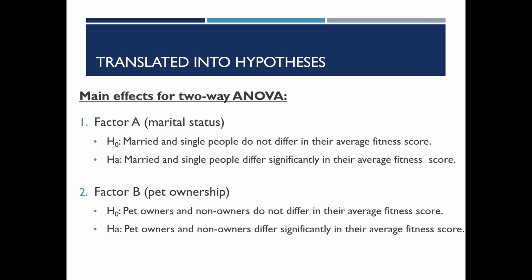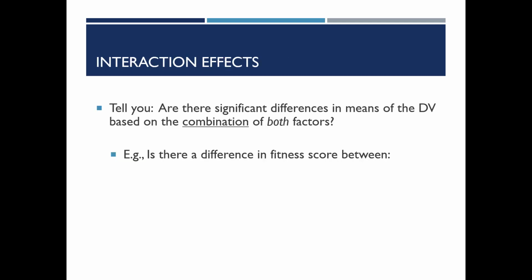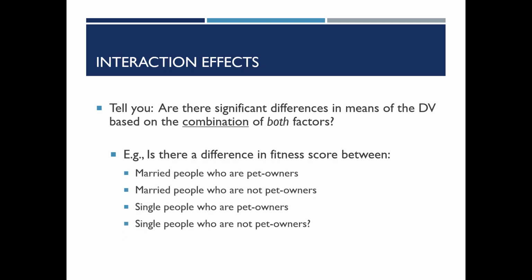That's pretty straightforward. The interaction effects are a little bit less straightforward, but pretty sensical if you think about it. Interaction effects tell you whether or not there are significant differences in means of the DV based on the combination of both factors. In this case, you have a 2x2 design where each factor contributes two categories. So you get 2 times 2, or 4 different categories to compare.